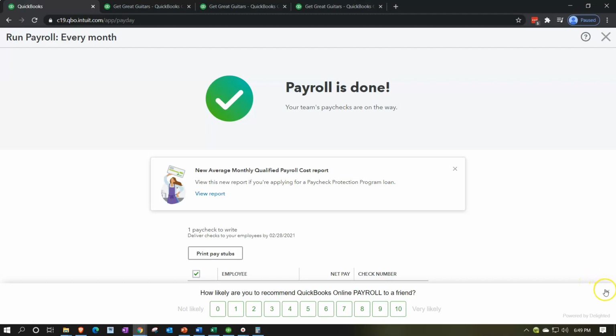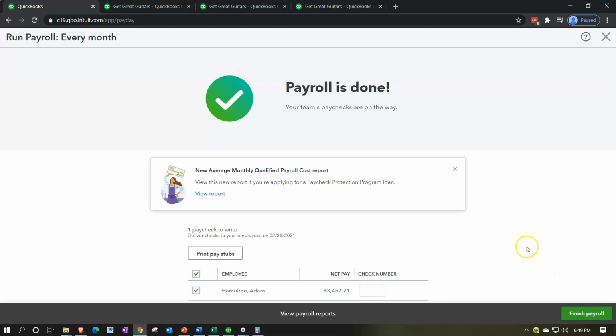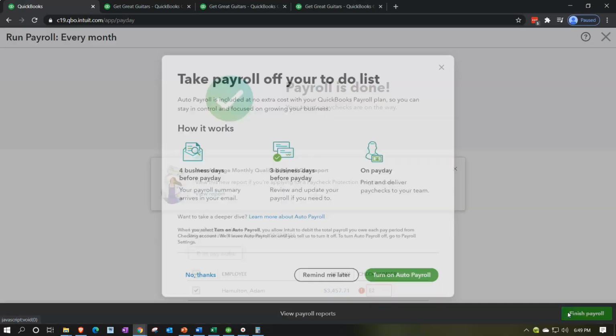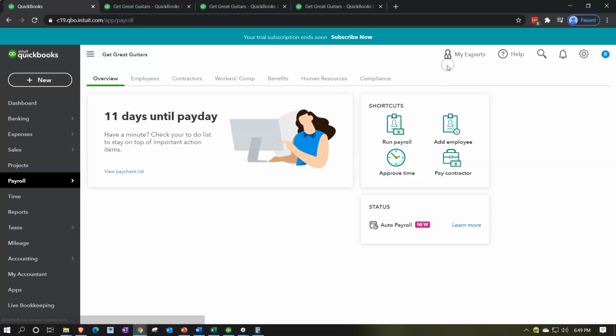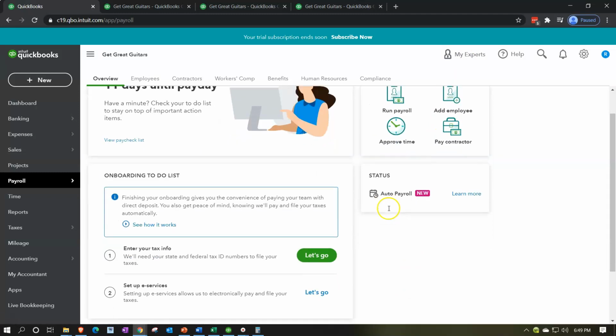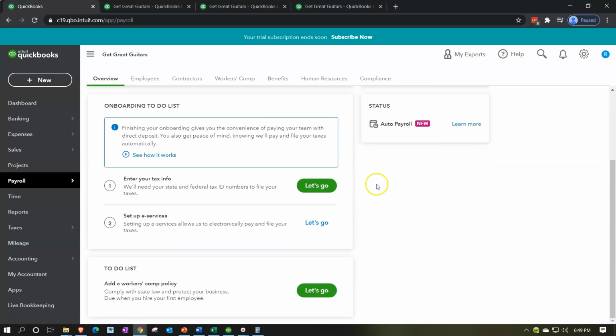We have this survey question asking how likely you are to recommend. I'm not going to do that now. And then check number. I'm going to say this is E2, so say it's an electronic check just for our practice purposes. And then I'm going to finish the payroll. And they won't let me say it's E2. So there it goes. Okay, so now let's check it out. Let's go ahead and see what happened here.